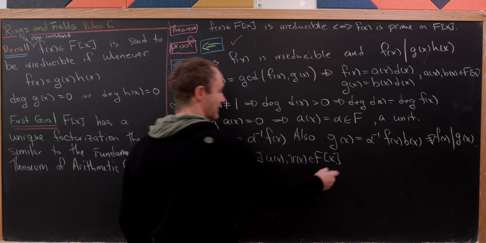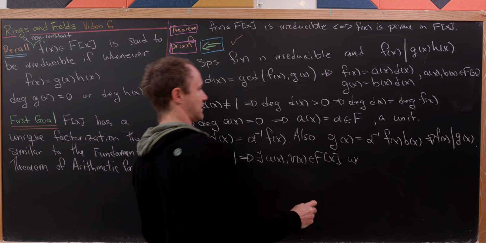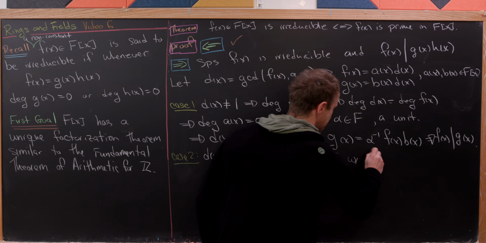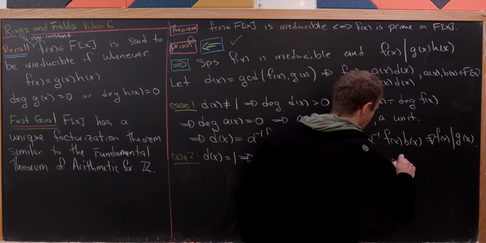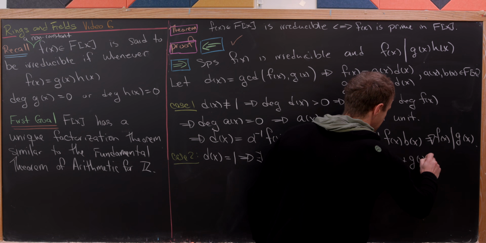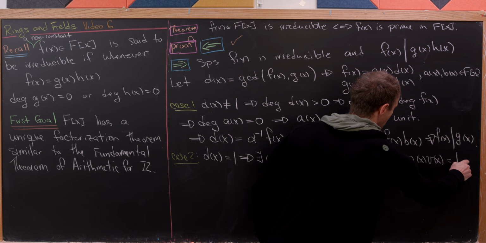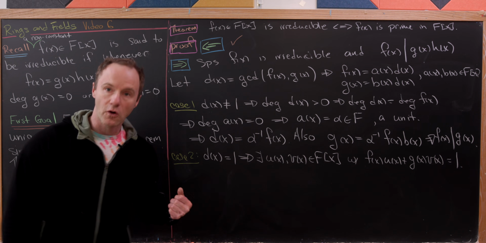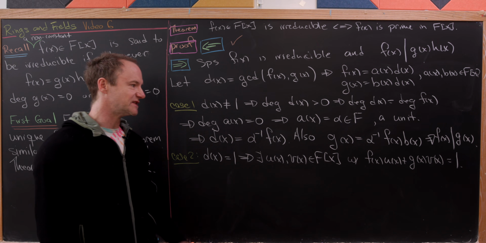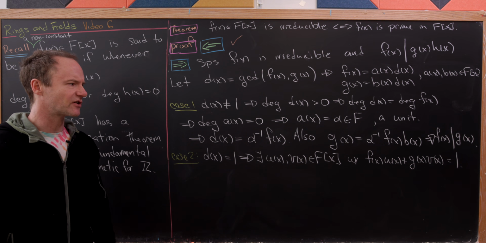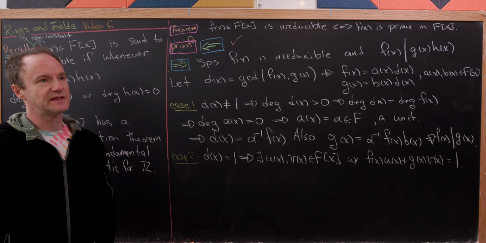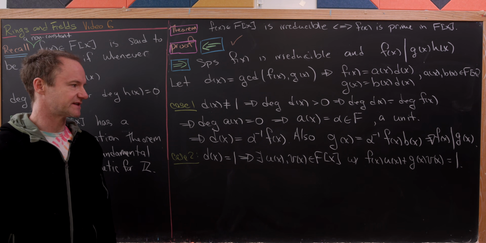Okay, so if it's equal to 1, that means that there exist polynomials u of x and v of x in F of x with f of x times u of x plus g of x times v of x equals 1. That's because over a polynomial ring, you can always write a GCD as a linear combination of the two polynomials. That's one of the likenesses with the integers.